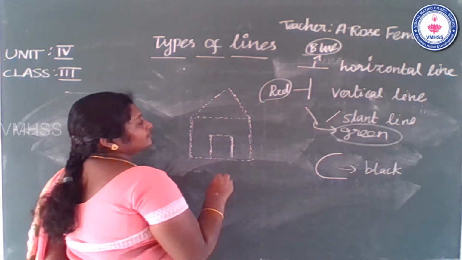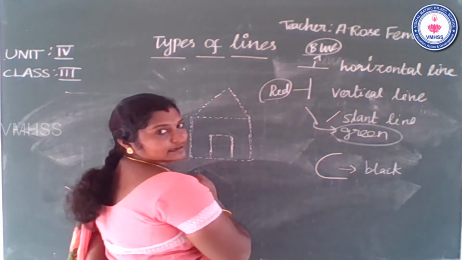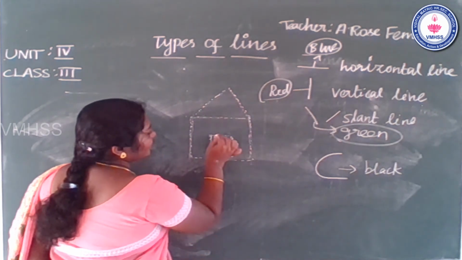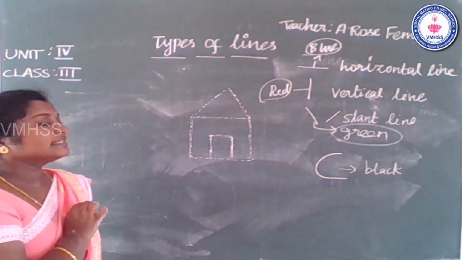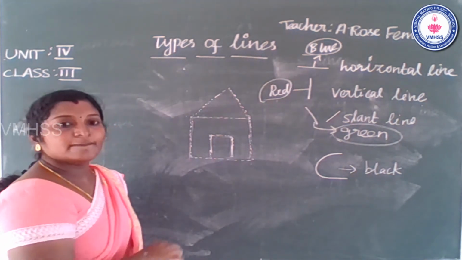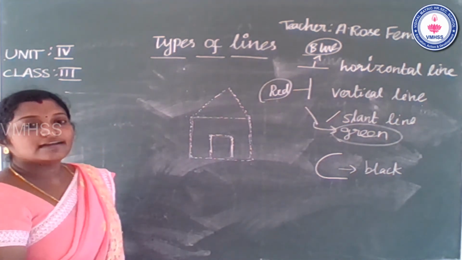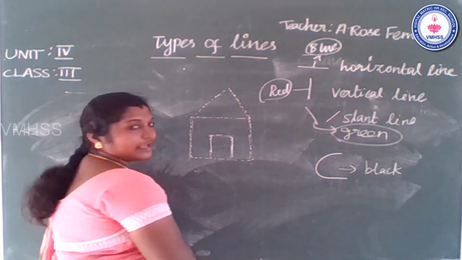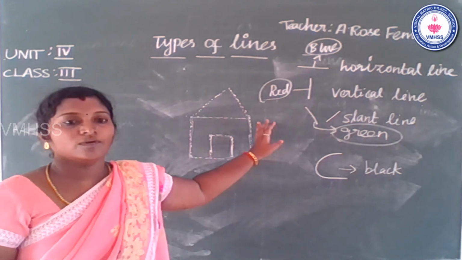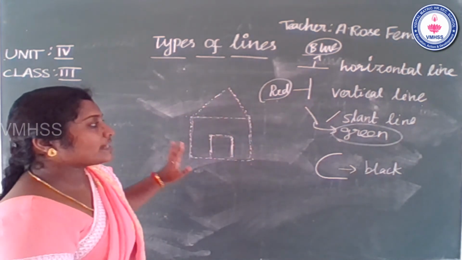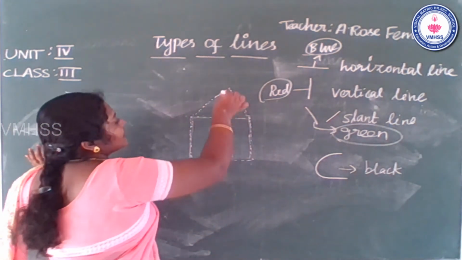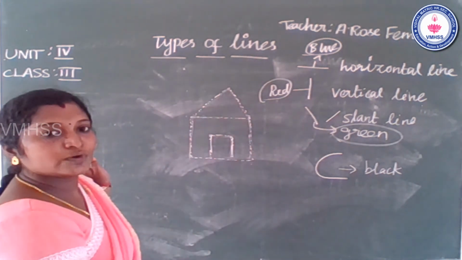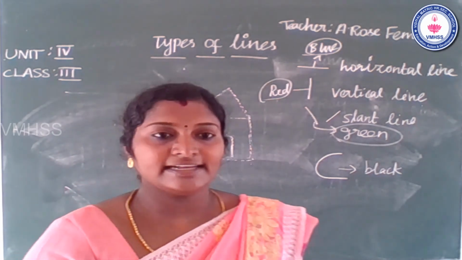The second one, horizontal line. The horizontal lines are this line, this line, and this line. Use blue color. What is the color? Blue. Next one, slant line. This is a slant line; use green color.